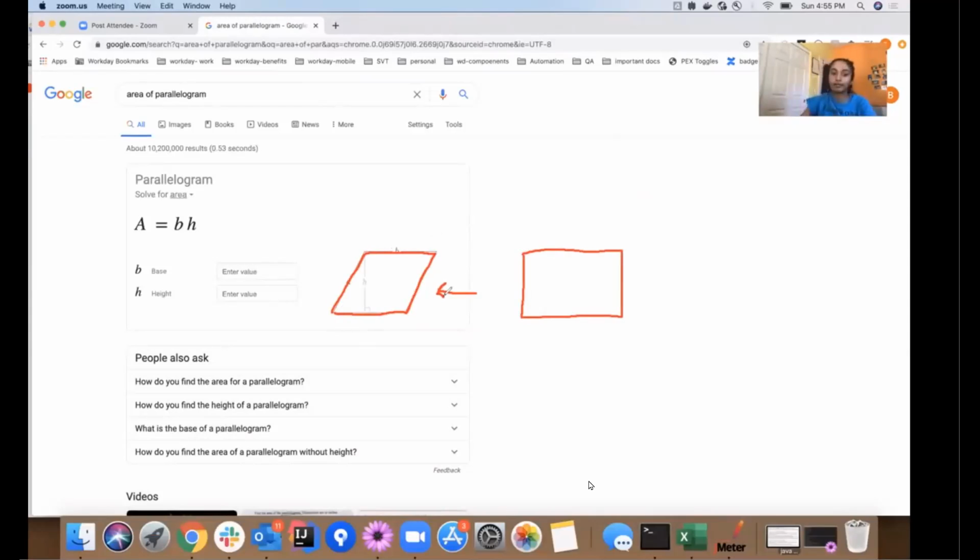The base is not slanted. So this part is not slanted, it's straight. And this part is also not slanted, it is straight. The parts or the sides of the shape that are not slanted are the base. So the area would equal this part, and then times the height.